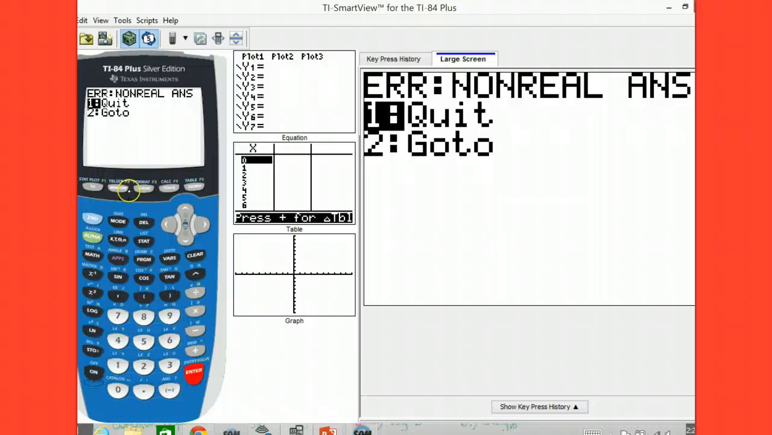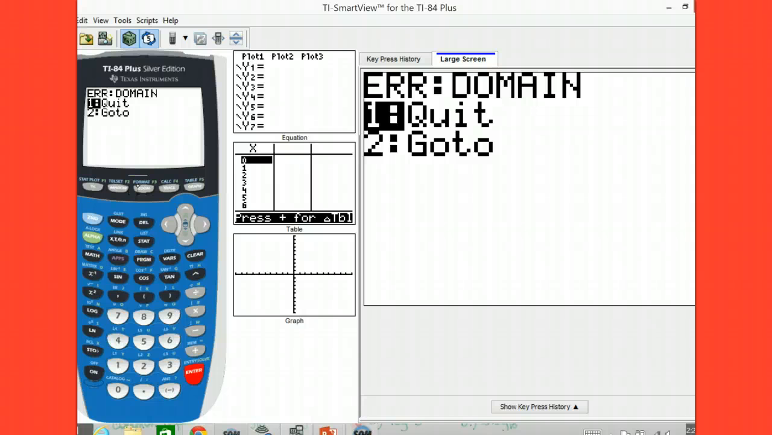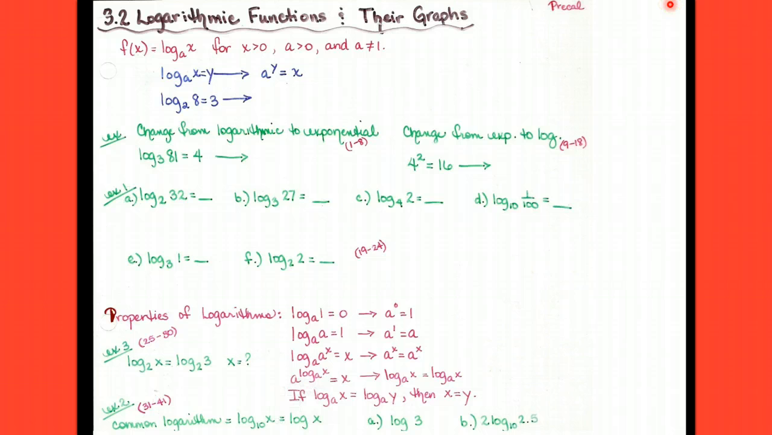The same thing is true if I ask it to take the log of 0. So if I went back and I asked it to evaluate the log of 0, same thing is going to happen. It's going to tell me error domain. And what it's specifying for me there is that the domain of a logarithmic function, the only values that I can put in for x are values greater than 0. You cannot take the log of 0. You cannot take the log of a negative number. It's not possible.